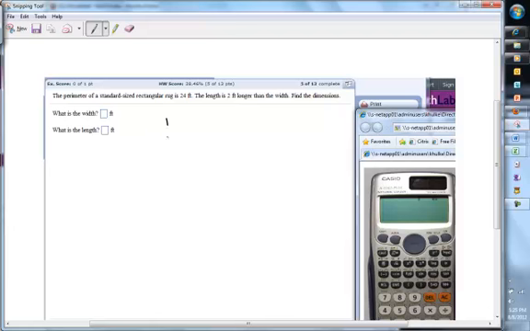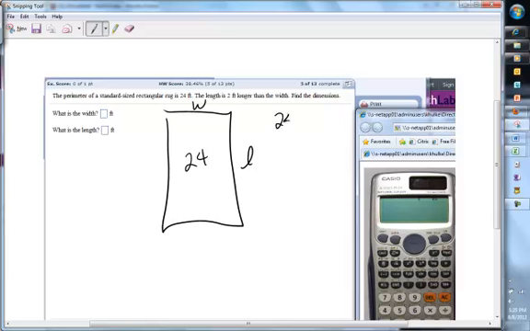All right. The perimeter of a rectangular rug is 24 feet. The length and the width. So 24, we know from the formula for perimeter, is twice the length plus twice the width. 24 is 2L plus 2W. And then it says the length is 2 feet longer than the width. L equals width plus 2. Now we can use substitution on this one.